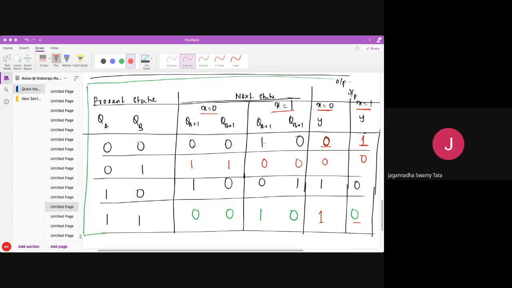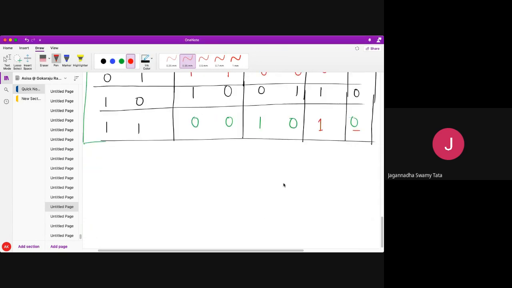Okay, good. So we'll move to the next step, step number 2. So, what is step number 2?